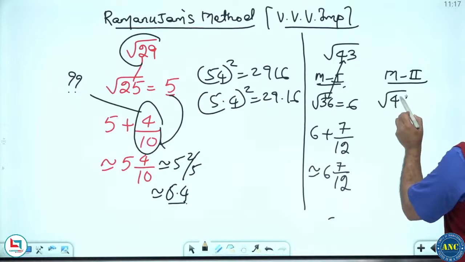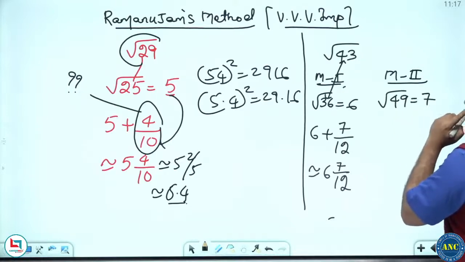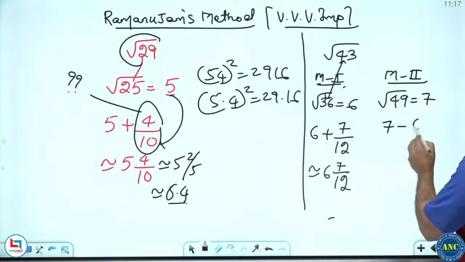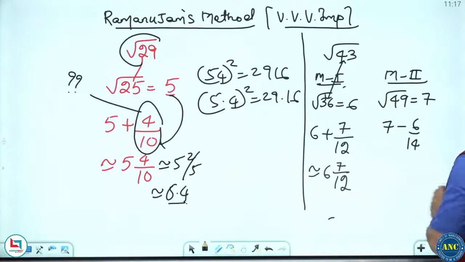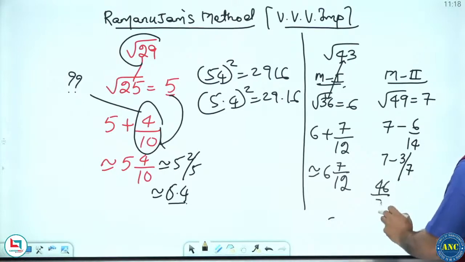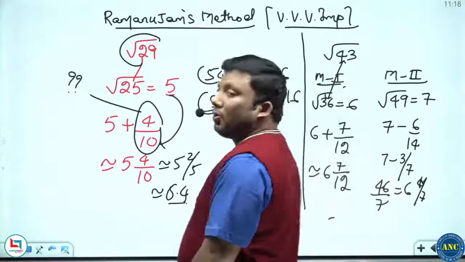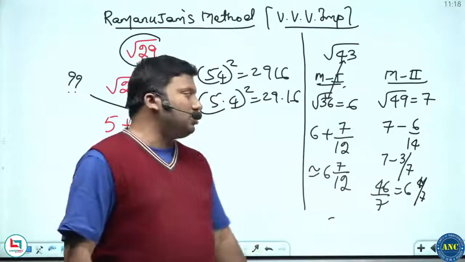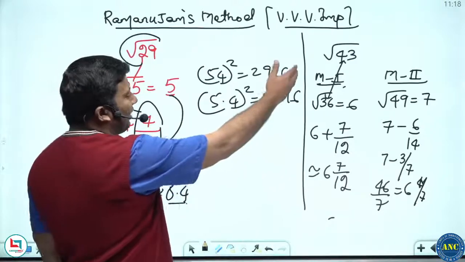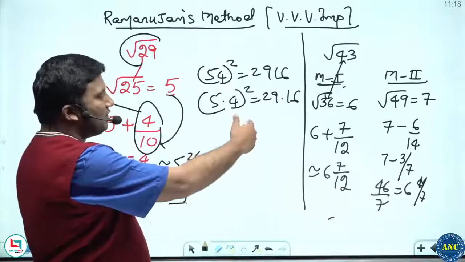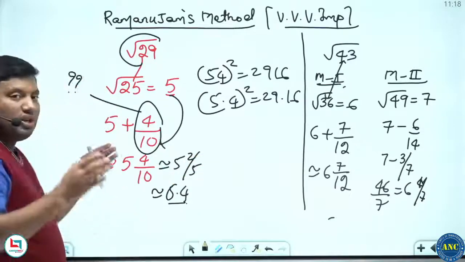Hey Anil sir, can I take root 49, which is nothing but 7? Root 43 is less than root 49, so minus. The difference is 6, so this is 7 minus 6 by 14, that is 7 minus 3 by 7, which is 46 by 7, about 6 and 4 by 7. And 6.5 whole square is 42.25. Either you can take a perfect square just less than 43, or just greater than 43. I hope this method is clear.